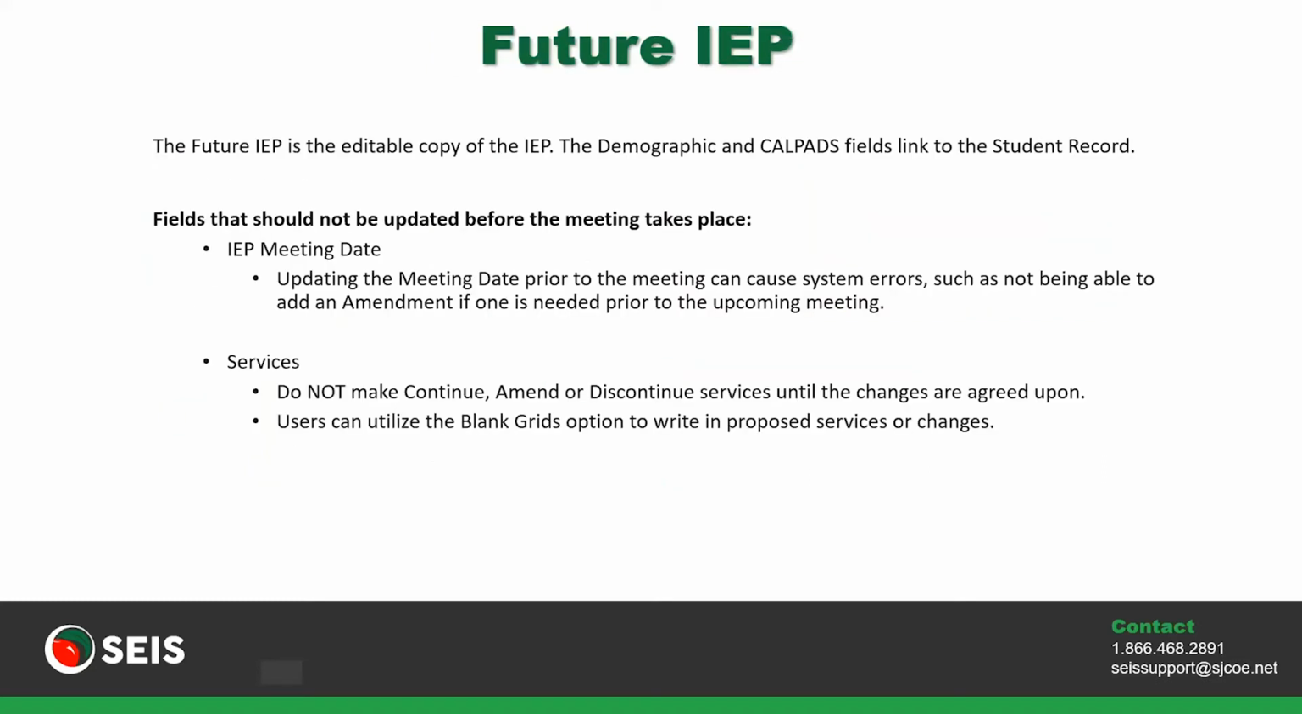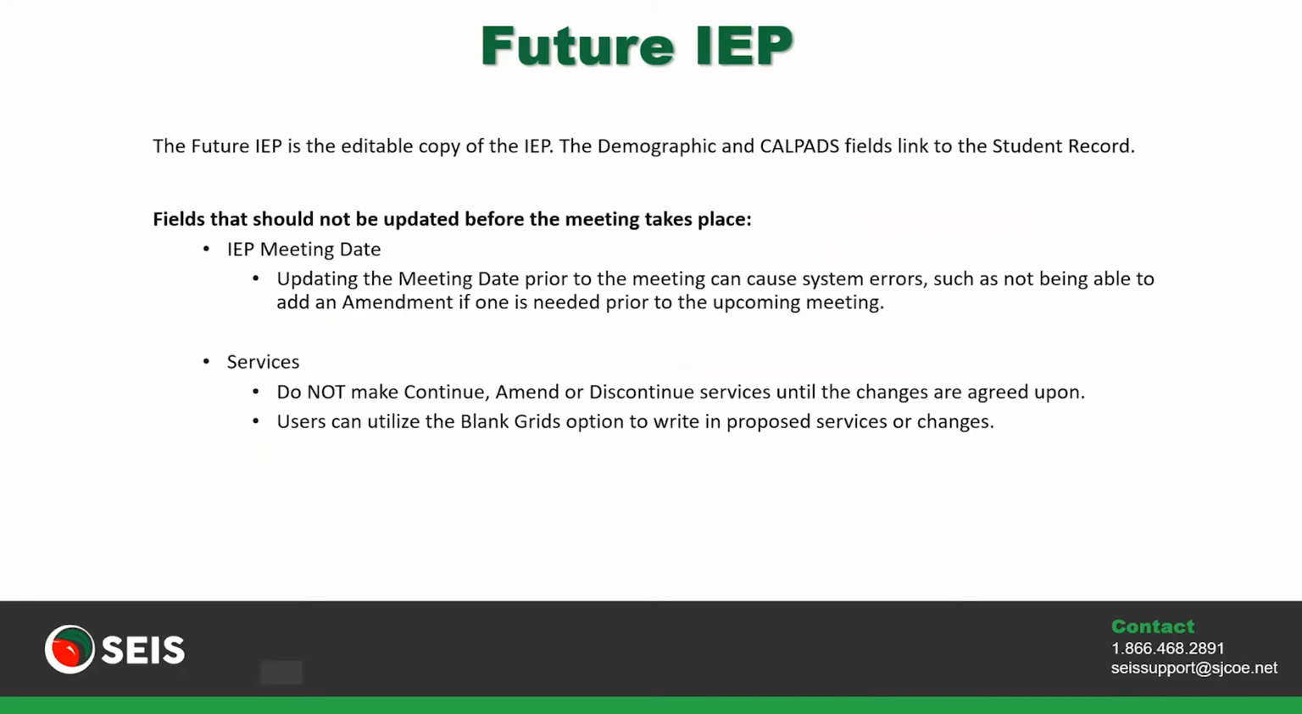So a couple things to note. The future IEP is the editable copy. Everything links from the student record to the IEP, and from the IEP back to the student record. There are 2 fields that should not be updated prior to the meeting. One is the IEP meeting date. That has caused a lot of the errors in the system, a lot of these certification errors, where IEP dates are being updated too far in advance. And then, what do you know? An amendment needs to be held.